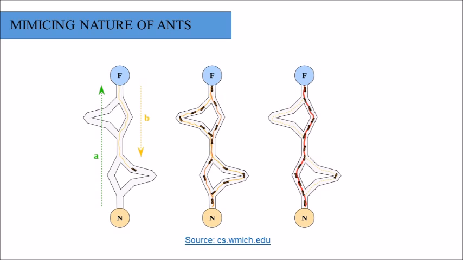When an ant finds its food, it deposits a small amount of a chemical substance called pheromone on its way back. The quantity of pheromone on any path will guide other ants to the path where they can find the food.